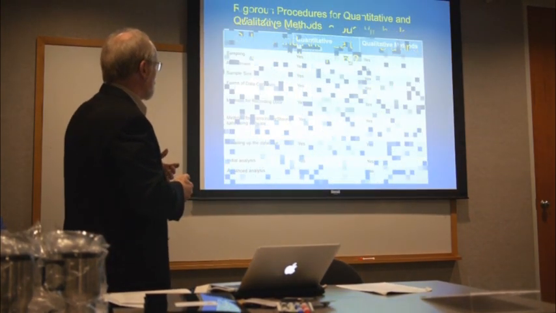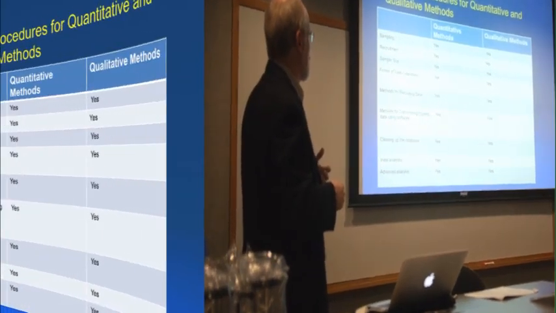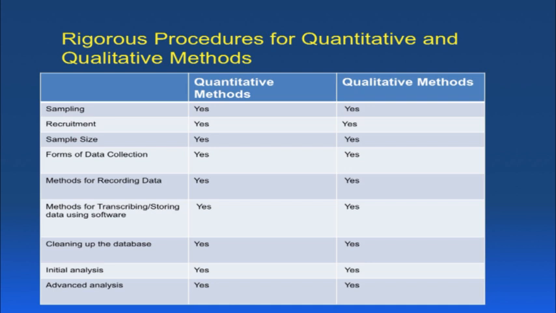So what does this involve? I put together a short list of rigorous procedures: sampling, recruitment, sample size, forms of data collection, how you're going to record the data, how you're going to transcribe, store the data, especially using software, how you're going to clean up the database in some type of initial analysis and advanced analysis.